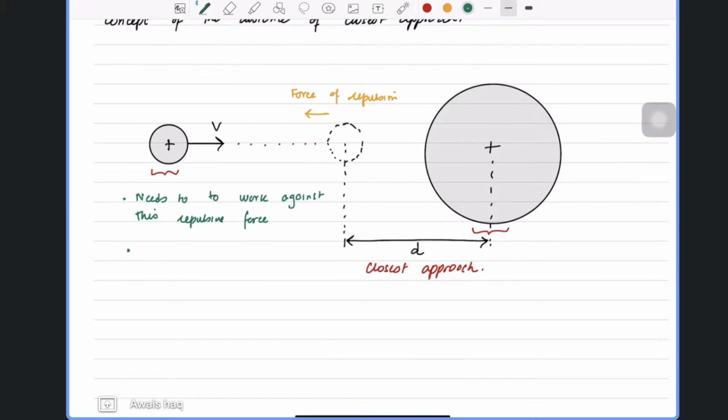Now, if you need to do work against this repulsive force, it basically means that the charge must have some kinetic energy initially that would convert to the potential energy, and that's where you're doing work against the force, so obviously your potential energy is increasing. So we got to learn that. All right, is it clear, everyone?